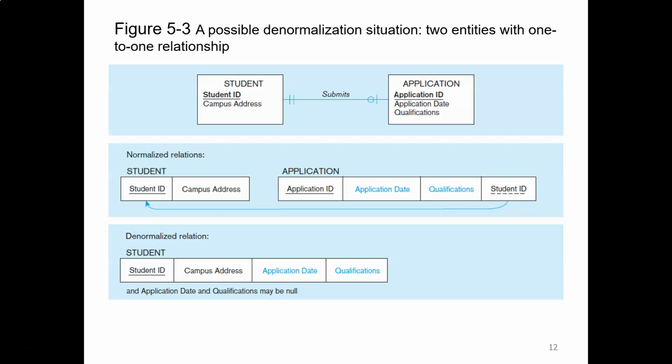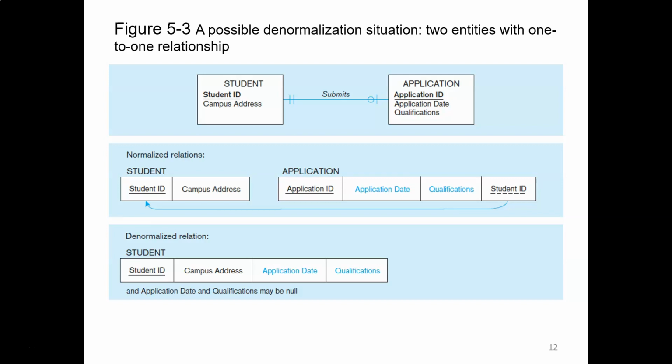The first example is the one-to-one relationship. The student and the application. One student has just one application. If the application data is often accessed with the student information, then it makes sense to denormalize and put these two tables into just one table. So you have one table called student table, and it has application information in it.